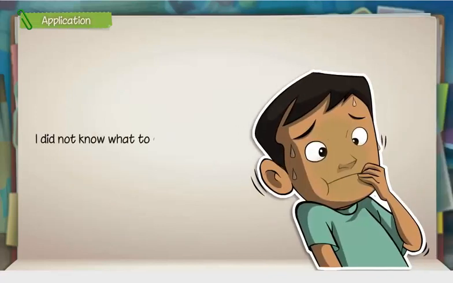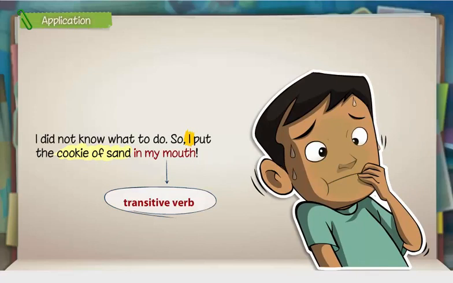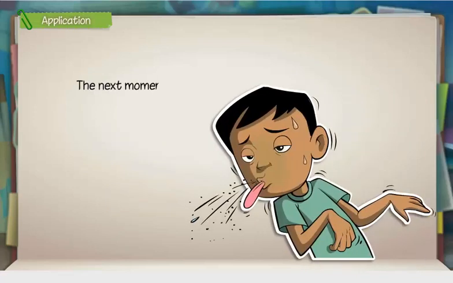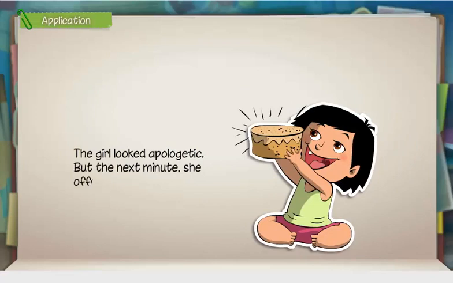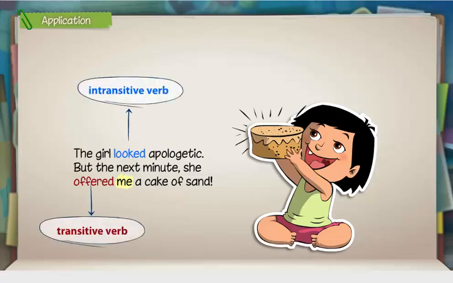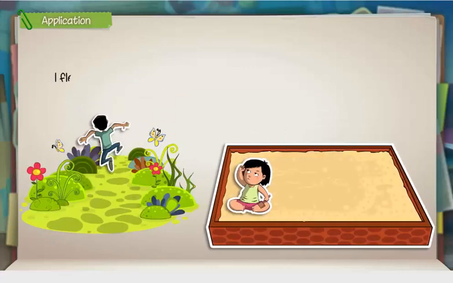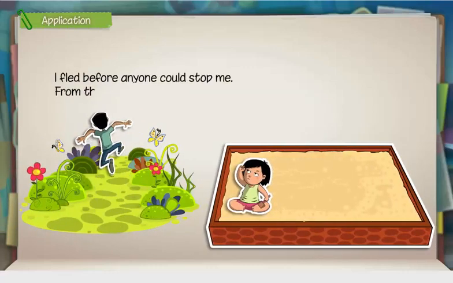I did not know what to do, so I put the cookie of sand in my mouth. The next moment, I spat out the sand. The girl looked apologetic, but the next minute, she offered me a cake of sand. I fled before anyone could stop me. From then on, I have not stopped by the sand pit again.